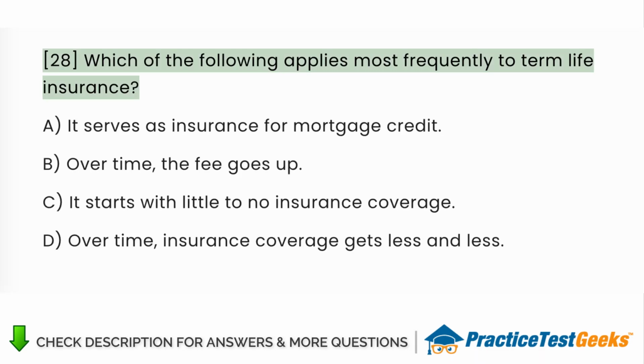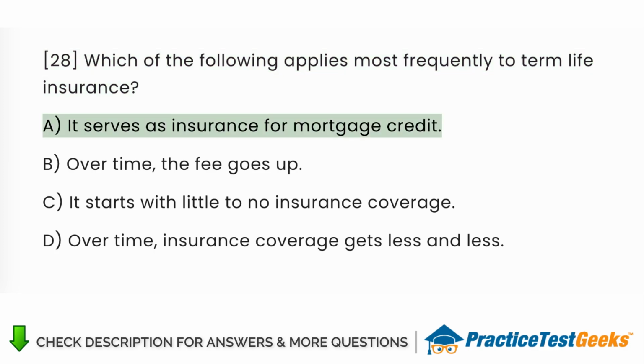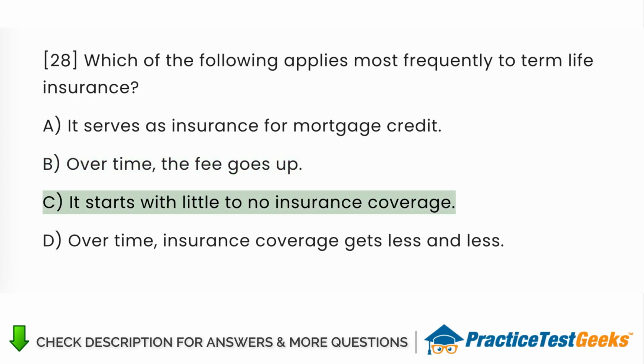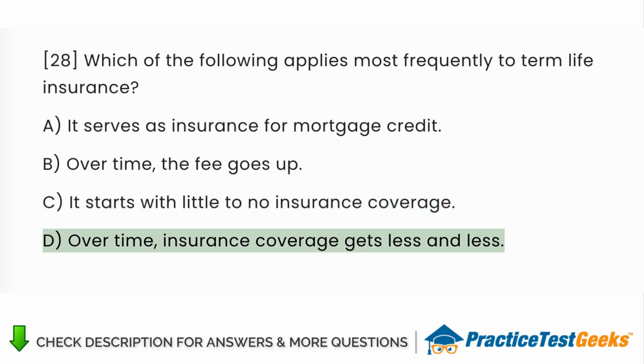Which of the following applies most frequently to term life insurance? A. It serves as insurance for mortgage credit. B. Over time, the fee goes up. C. It starts with little to no insurance coverage. D. Over time, insurance coverage gets less and less.